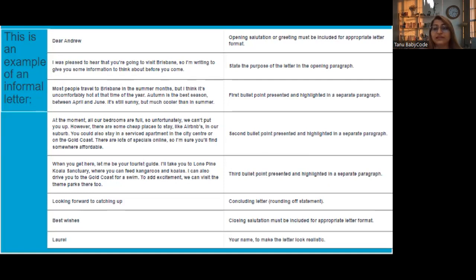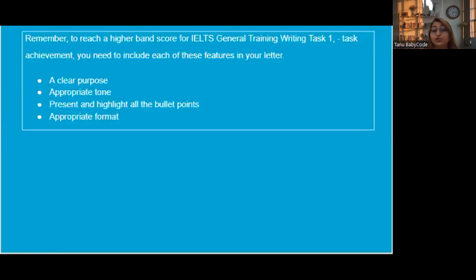I hope I'm clear with today's session that if you want to score a higher band score in GT Task 1, you need to include these features: a clear purpose, your tone should be correct, present and highlight your bullet points, and an appropriate format.